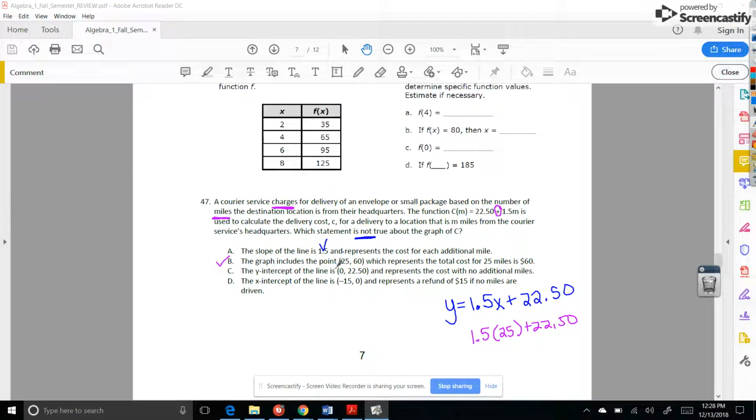The y-intercept of the line is (0, 22.50) and represents the cost with no additional miles. Yes, that will be true. That's our y-intercept. And the x-intercept is negative 15, 0. It represents a refund if no miles are driven. Yeah, that's definitely not true. You're not going to get a refund.